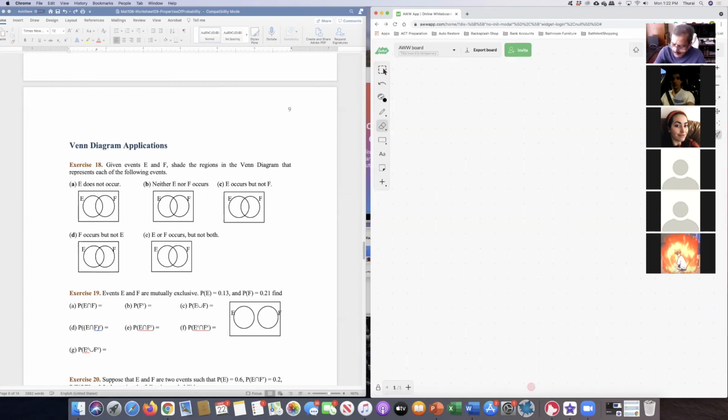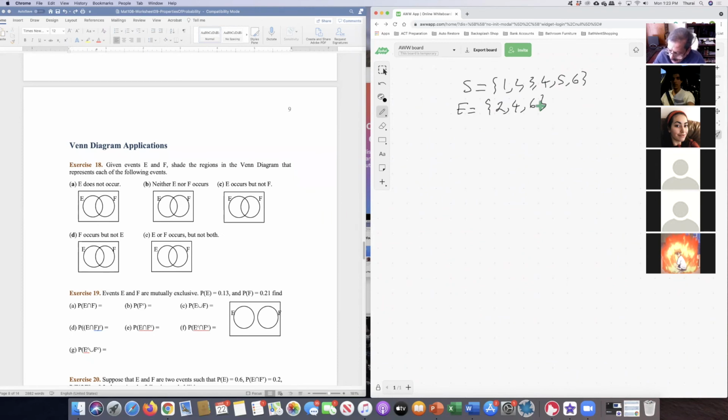Okay, so let's say I'm tossing a die. The outcome is one of the numbers 1, 2, 3, 4, 5, 6. So the sample space is 1, 2, 3, 4, 5, 6. And let's say the event E is an even number. So that's 2, 4, 6. If any one of these is the outcome, E occurs.